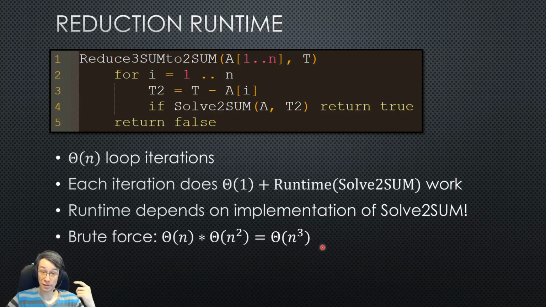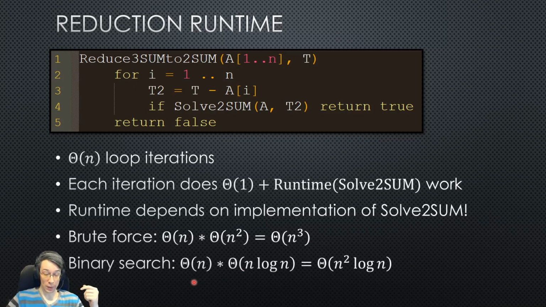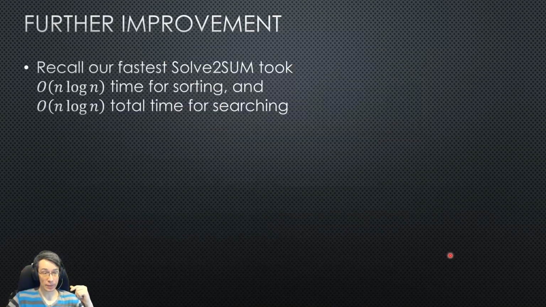But for our more efficient 2sum solution, we can get theta n iterations times theta n log n runtime for solve2sum, which is theta n² log n. So, okay, we can solve this problem in n² log n. Can we do better, though?